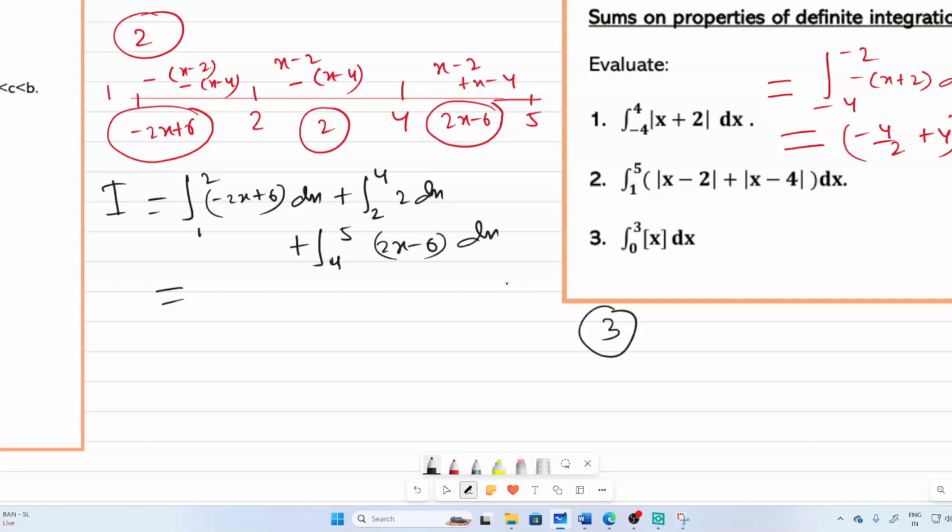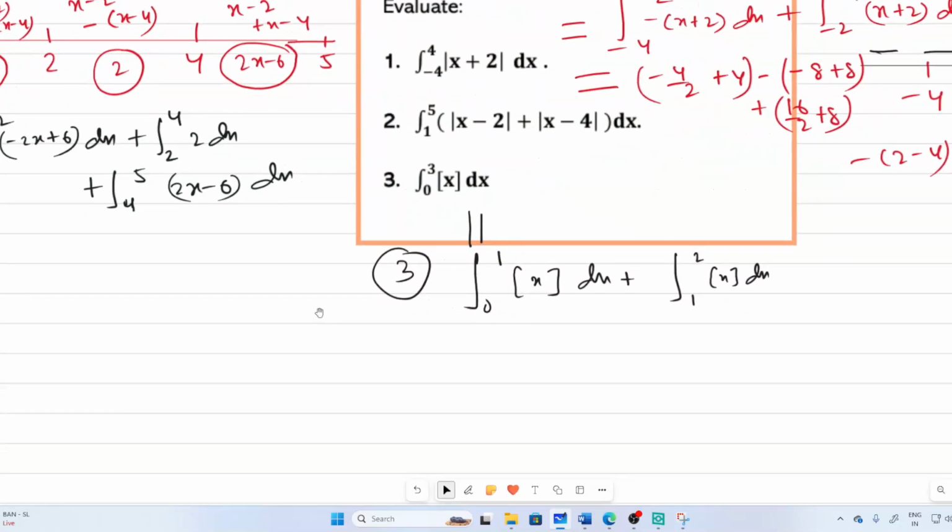How to do number 3 here, integral from 0 to 3 of modulo x dx. The modulo function here is a step function, the greatest integer function, and its value changes from interval to interval. So you write this as a sum of 3 integrals: 0 to 1 of modulo x dx plus 1 to 2 of modulo x dx. Because it is discontinuous at those points, that's why we are splitting. And the next interval will be plus 2 to 3 of modulo x dx.